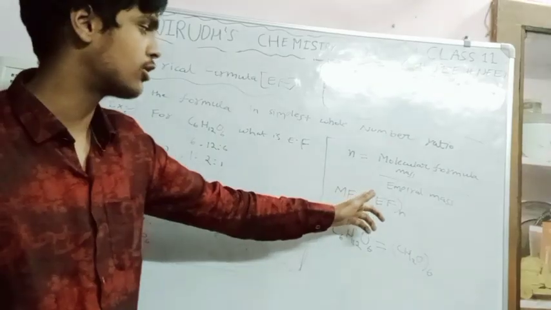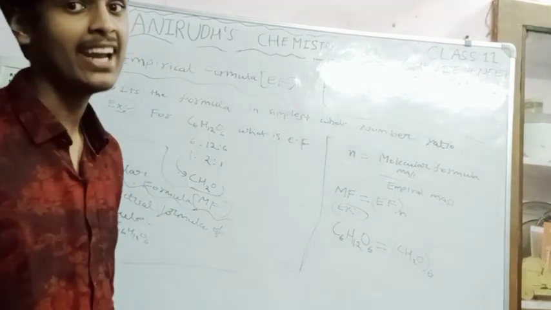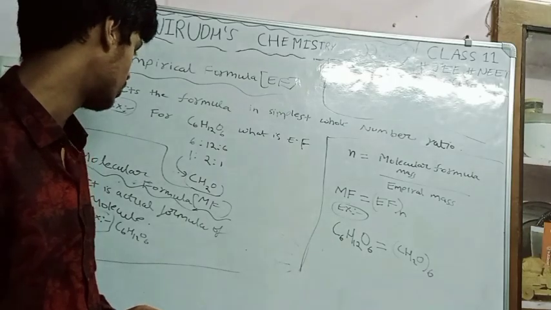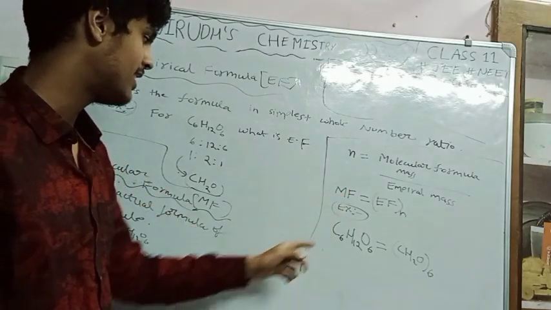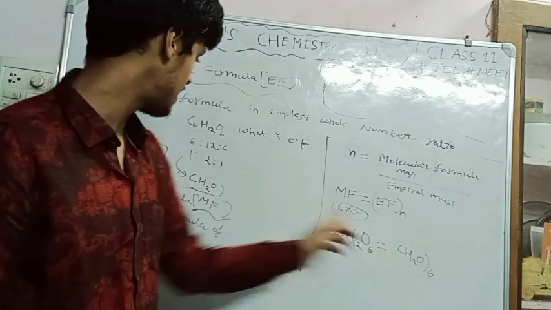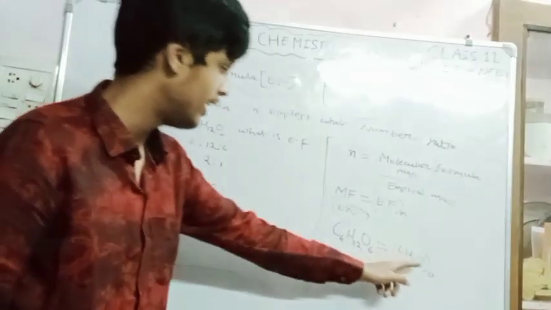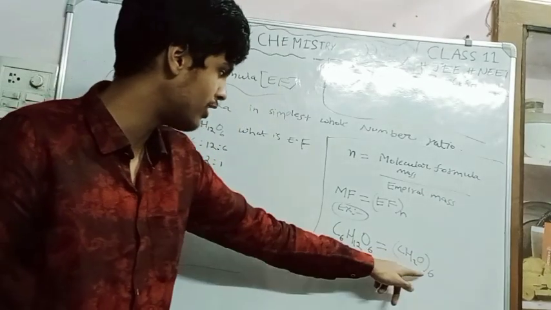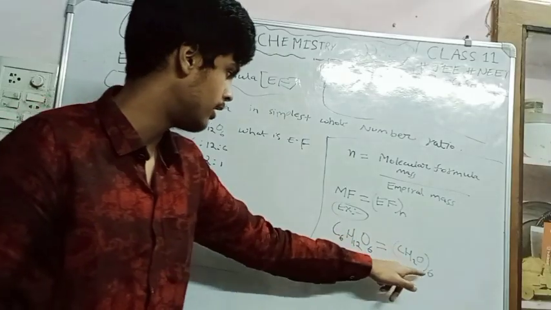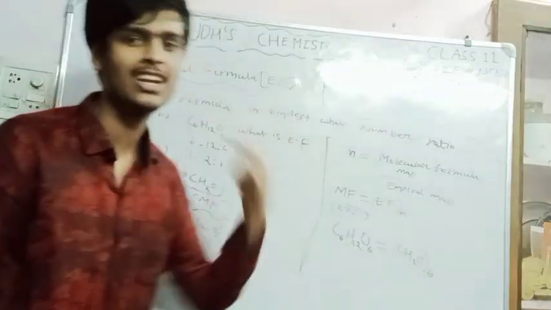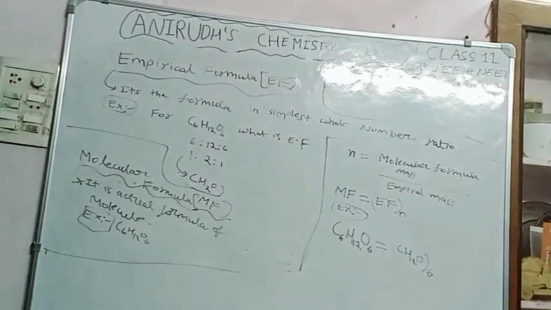Okay, molecular formula is equal to empirical formula taken n times. Suppose the molecular formula is glucose, C6H12O6. It can be written as C6H12O6 equals CH2O, which we have obtained as the empirical formula, taken 6 times. If you multiply, what will it be? C6, 2 sixes are 12, and 6 ones are 6, C6H12O6. This is the relation between them.